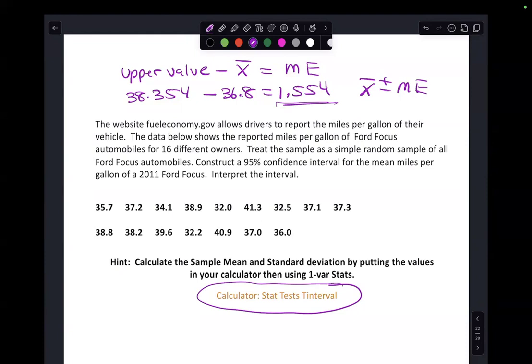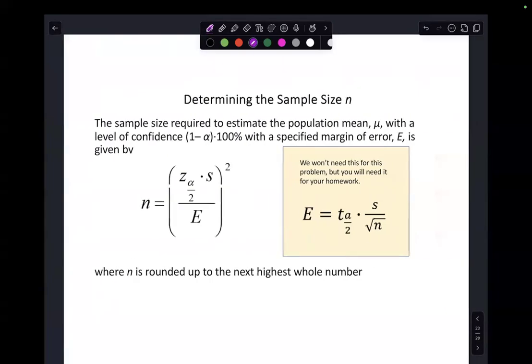All right. Questions? The next thing we're doing is calculating sample size. So any questions on finding the confidence interval before we move on to sample size? Okay. All right.